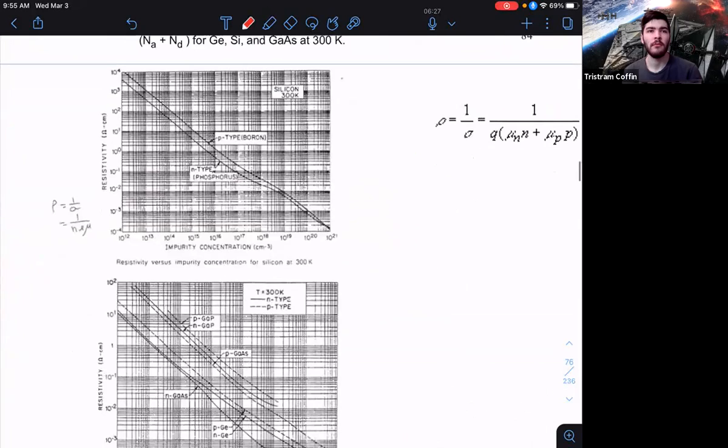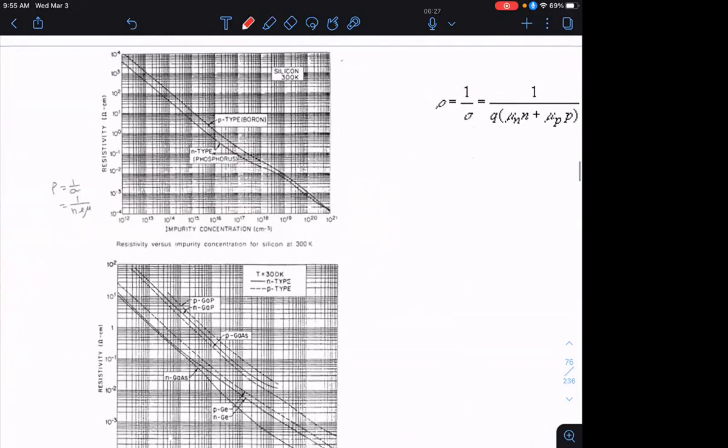So this information of mobility varying with doping also shows up in a plot of resistivity versus doping, shown over here on a log plot. Okay, how does that work? Well, rho we just saw is given by 1 over the conductivity sigma. And that's 1 over charge of the electron times mobility times electron concentration per unit volume, which should be determined by the donor doping per unit volume, plus hole mobility times hole concentration per unit volume.